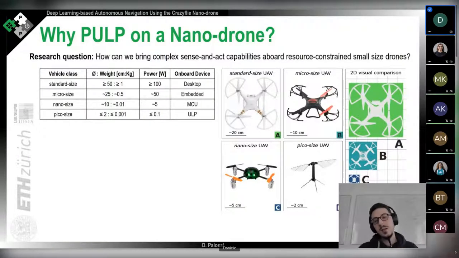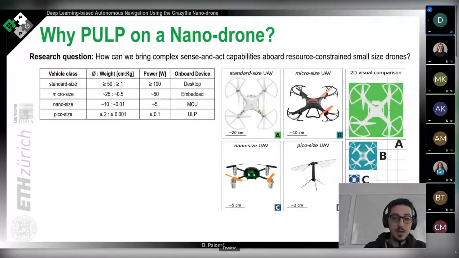So the state of the art in this field is probably known by all of you, with big machines, what we call the standard size drones, that can afford very powerful CPUs and embedded devices on board.